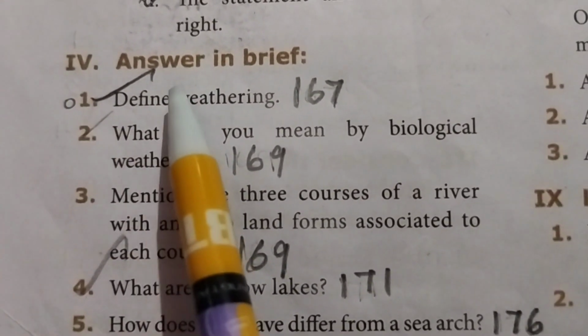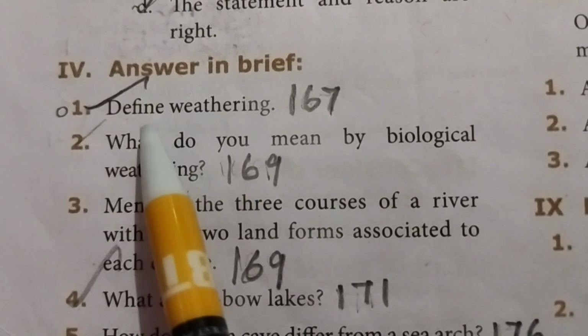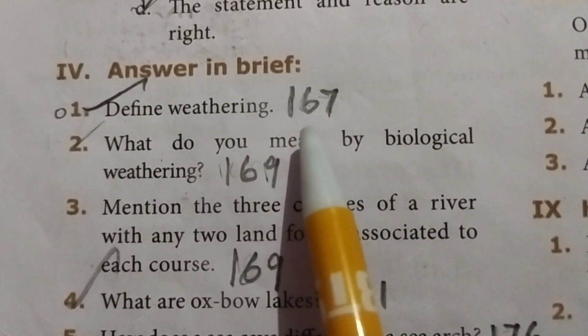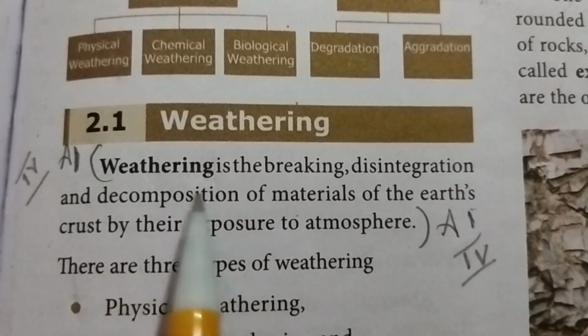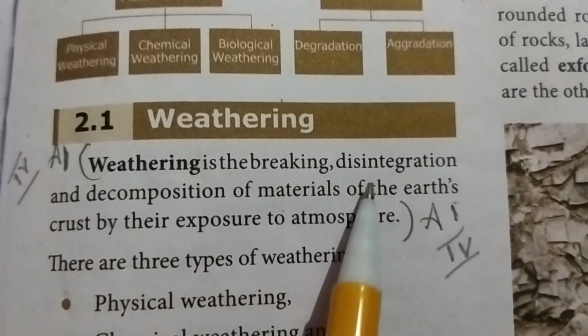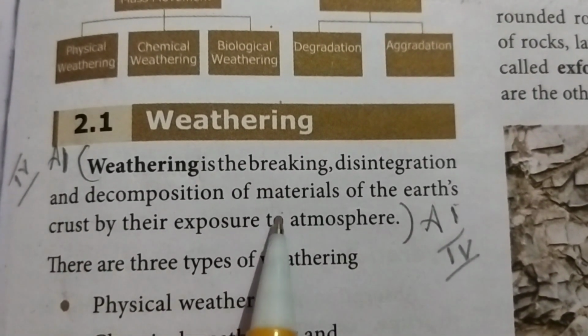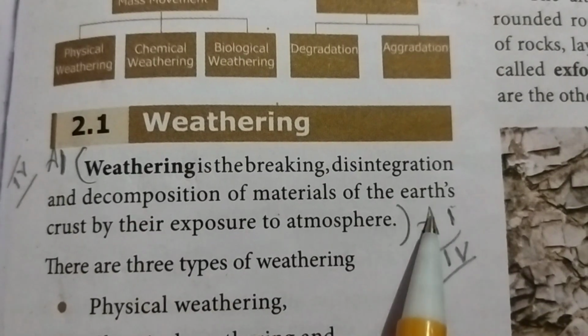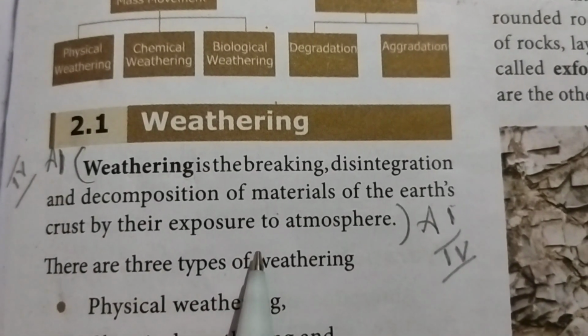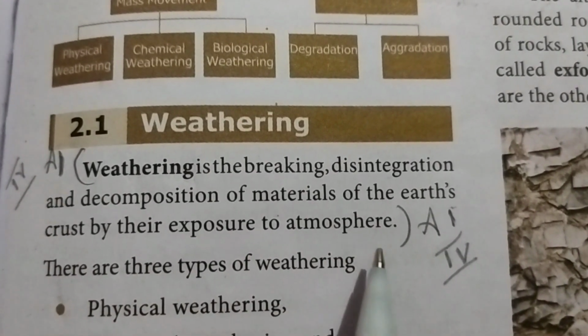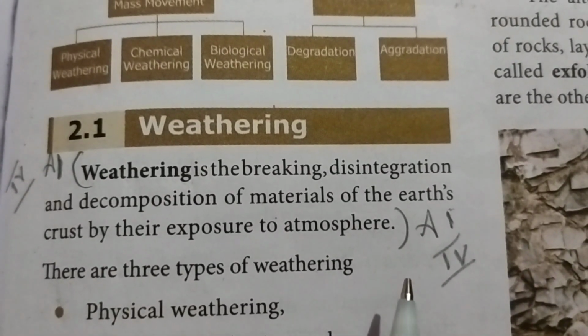Fourth Roman letter, answer in brief. First one, define weathering, page number 167. Weathering is the breaking, disintegration and decomposition of materials of the earth's crust by their exposure to atmosphere. இது வரைக்கும் fourth Roman letterல first question answer.